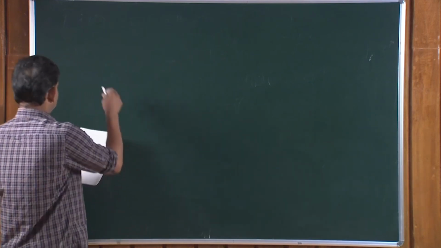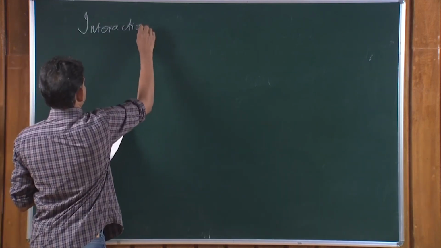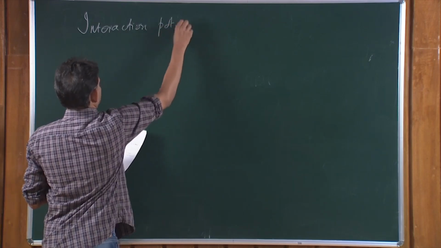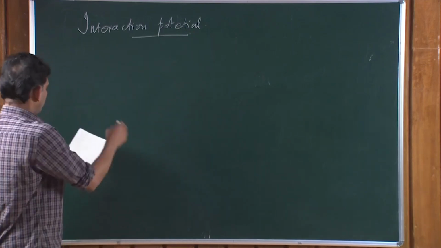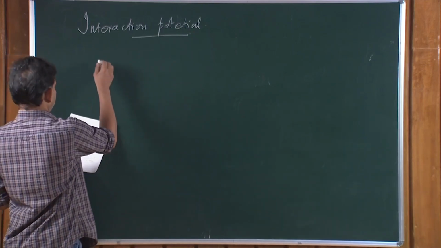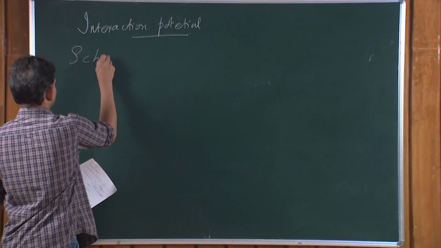Basically, the interaction potential has to be understood. What do I mean by that? Let us take the Schrodinger equation.